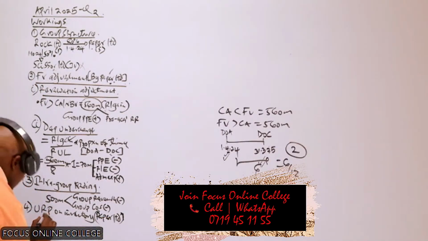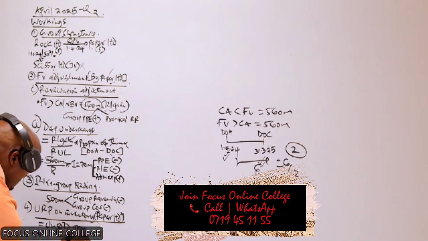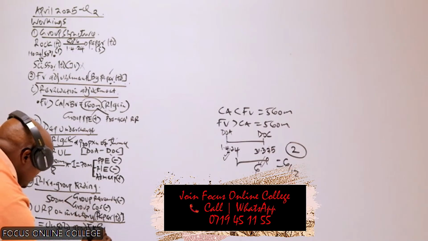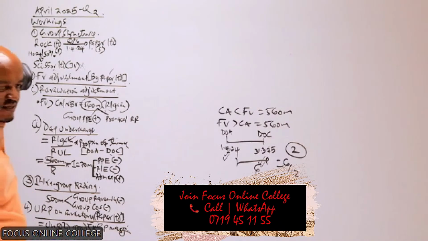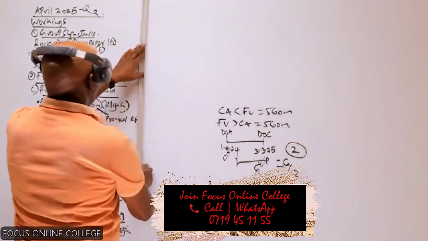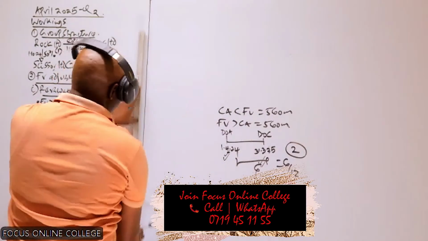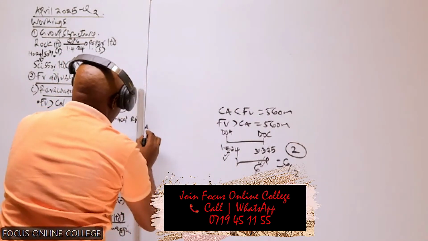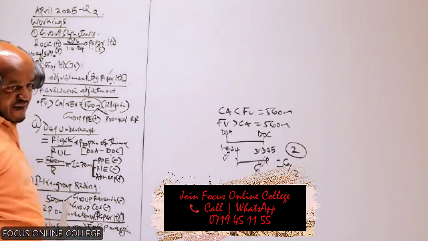So how do we compute this unrealized profit? We take the unsold goods times the gross profit margin. That is the formula you need to remember, the formula for computing the amount of unrealized profit. Let's proceed and compute the unrealized profit by applying this formula.